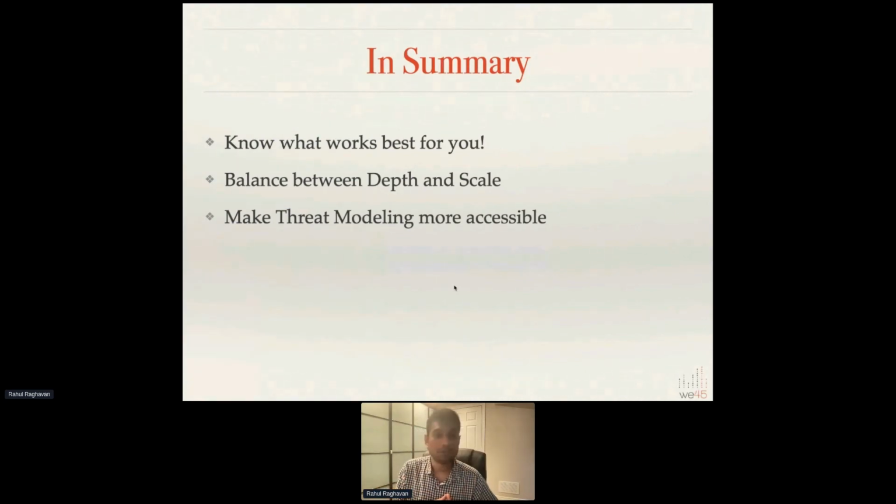So how can developers use threat modeling? What does a QA team have to benefit from threat modeling? How can a DevOps team benefit from threat modeling? So making threat modeling more accessible gives you that whole shared responsibility factor as well, especially to QA.